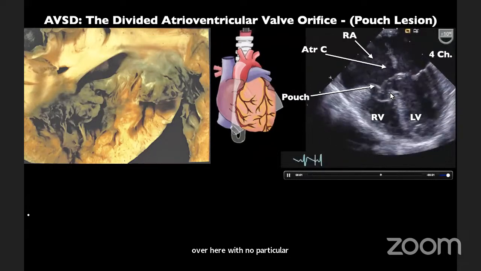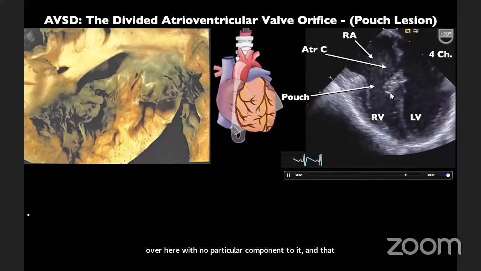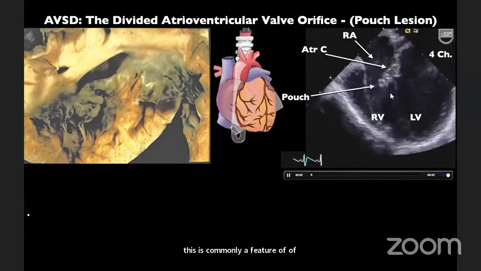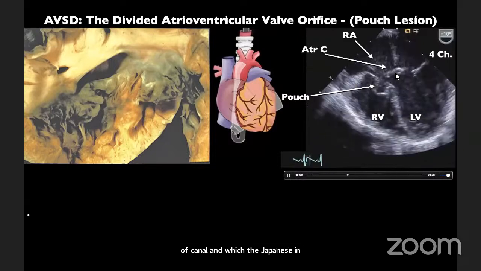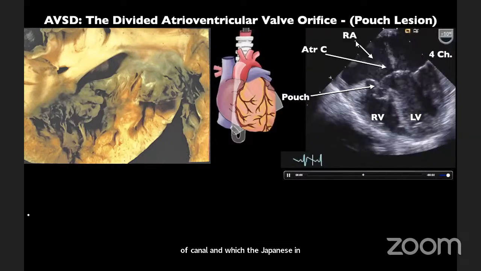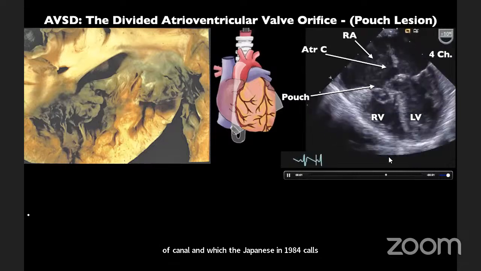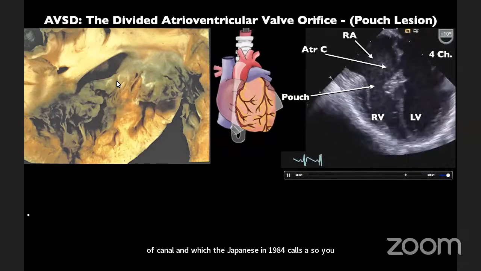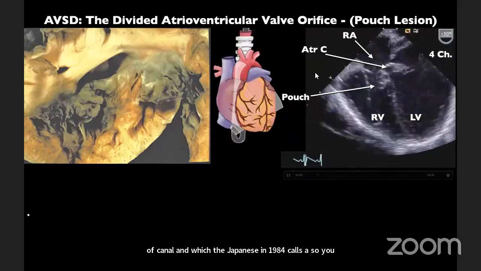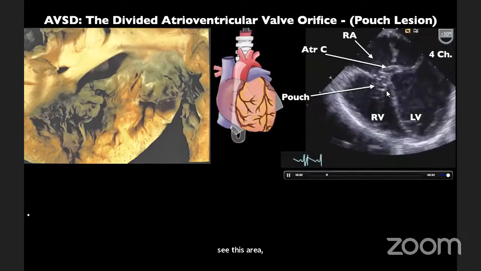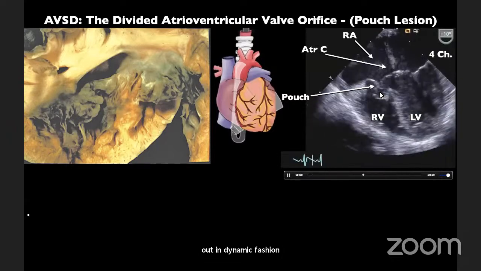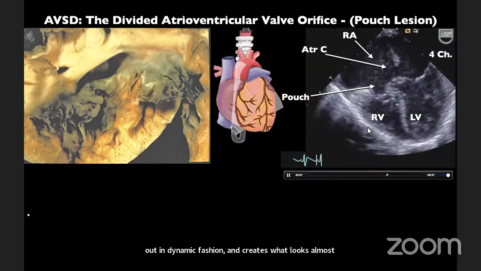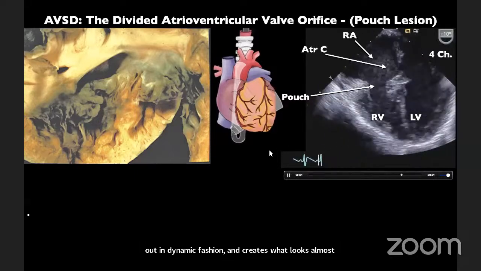And this is commonly a feature of the transitional form of canal, which the Japanese in 1984 called a tricuspid pouch lesion. So you see this area billows out in dynamic fashion and creates what looks almost like an aneurysm of the membranous septum, but it clearly is an AV septal defect.